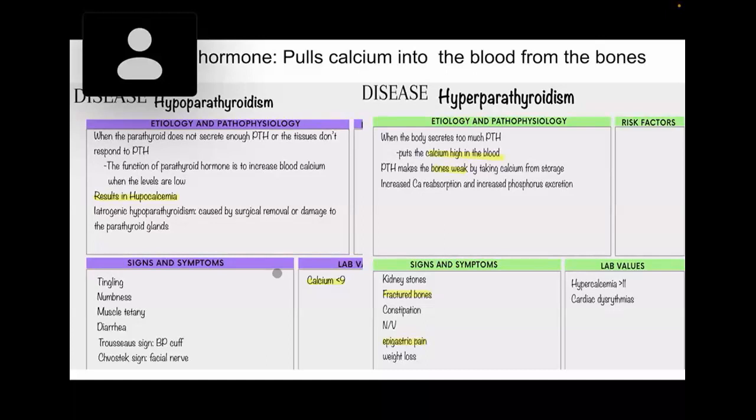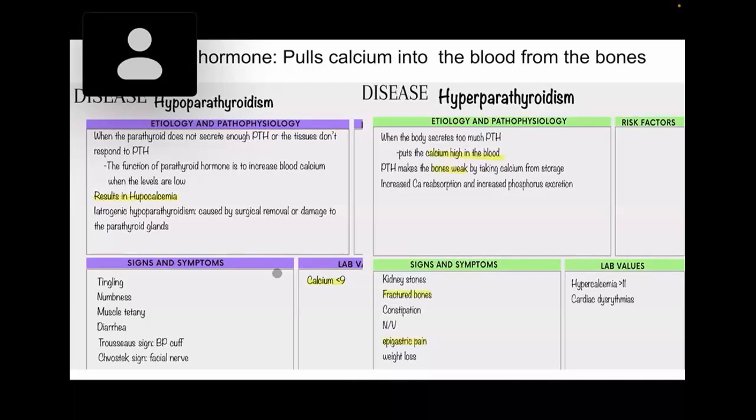Hyperparathyroidism, I've got lots of parathyroid hormone. So what is it going to do? It's going to pull lots of calcium into the blood from the bones. This is an issue because it's going to keep pulling calcium from the bones, and then guess what's going to happen? It's going to make the bones very, very weak and brittle. In addition to that, it is going to bump up the serum calcium levels to probably maybe 14 or 15, and that's going to put the patient at risk for dysrhythmias.